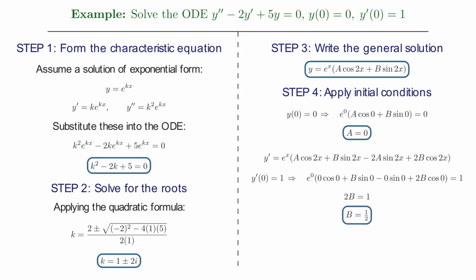So having found the values for a and b, we can substitute these back into our general solution, and this gives us the particular solution, y = (1/2) e^x sin 2x.